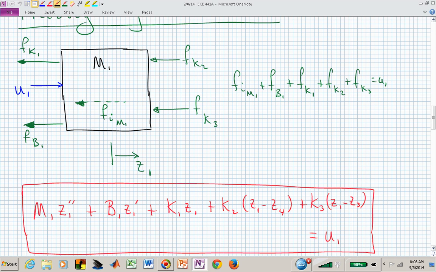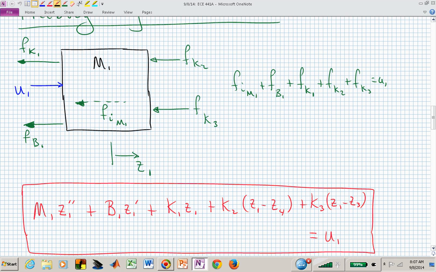As I said before, the spring k sub 2, in this equation, is the spring constant k sub 2 times z1 minus z sub 4. It's needing to keep track of both ends of that spring. And what you want is for this quantity, k sub 2 times some displacement, to be positive in the direction that you've drawn your arrow in this particular free body diagram.